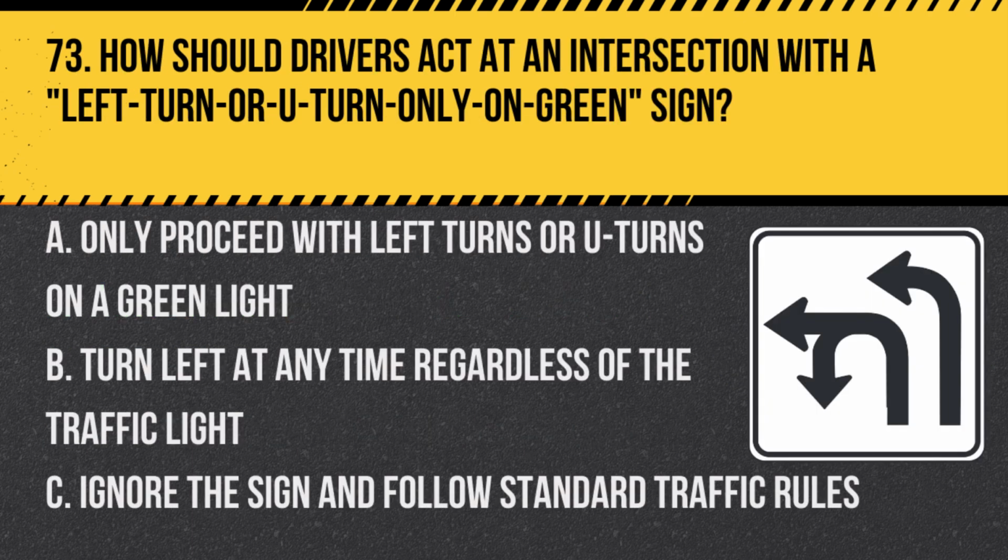Question 73. How should drivers act at an intersection with a left turn or U-turn only on green sign? A. Only proceed with left turns or U-turns on a green light. B. Turn left at any time regardless of the traffic light. C. Ignore the sign and follow standard traffic rules. Answer: A. Only proceed with left turns or U-turns on a green light. The sign indicates that these maneuvers are allowed only when the light is green.